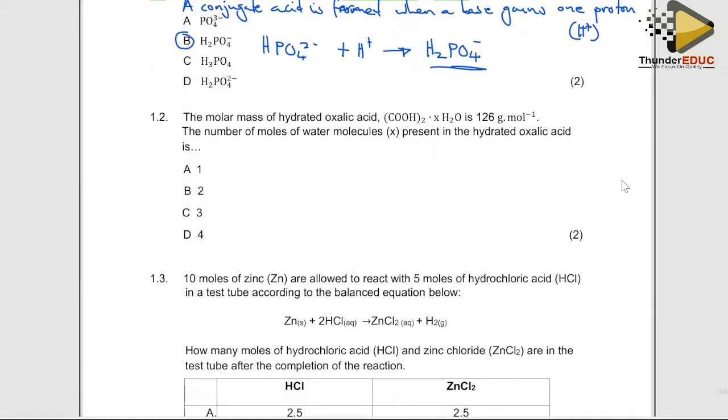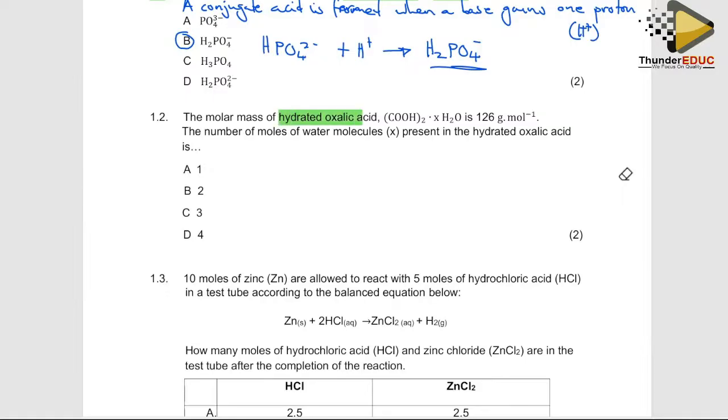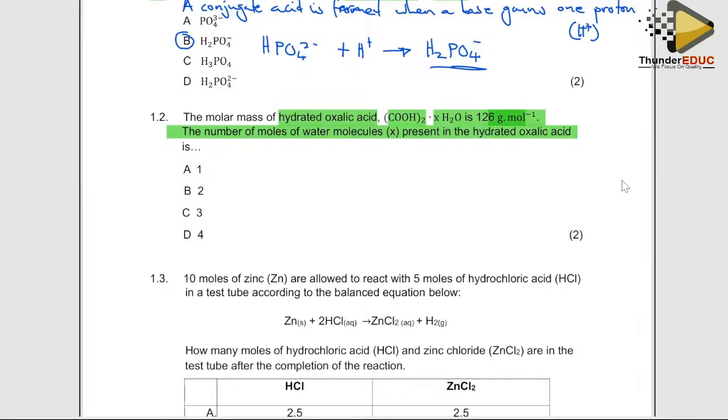Then we're going to proceed to 1.2, which reads: the molar mass of hydrated oxalic acid, which has the formula (COOH)2 like that, is 126 grams per mole. Then the number of moles of water molecules X present in the hydrated oxalic acid is... So we're asked to calculate the number X present in the hydrated oxalic acid. If we're having such a question, we have to start by expanding our (COOH)2, which is our oxalic acid.